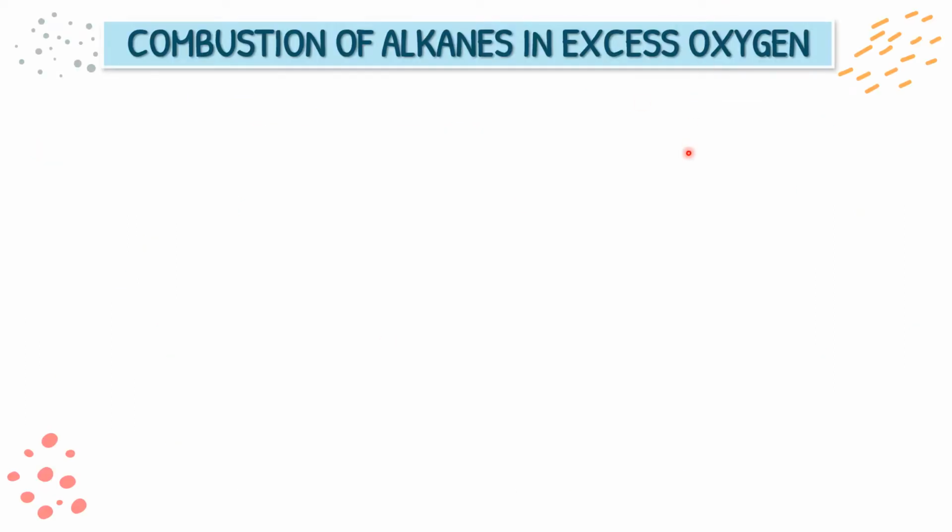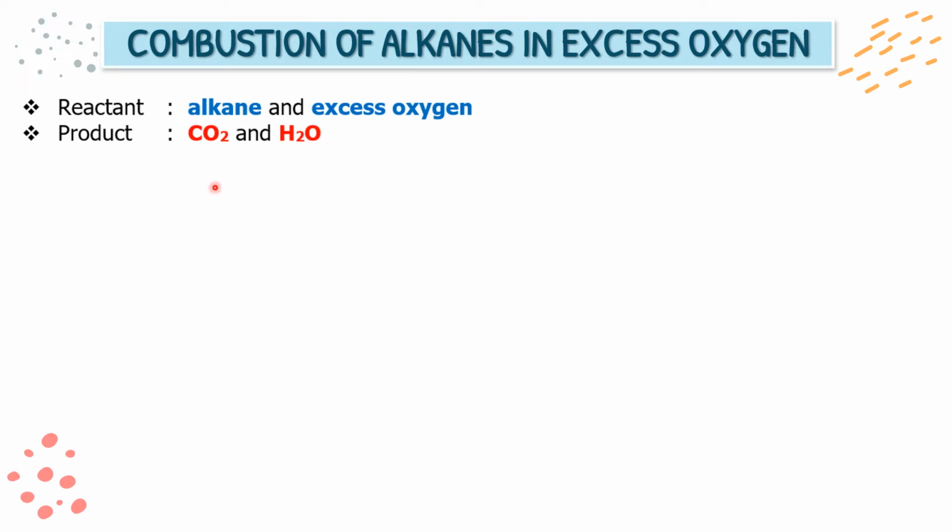So, for combustion of alkanes in excess oxygen, the reactant used is alkane and excess oxygen, and the product that we're going to get is carbon dioxide, CO2 and H2O. So, ini adalah produk pembakaran, produk combustion yang biasa kita dengar lah. Okay, and selain daripada carbon dioxide and water, large amount of heat will also be released.